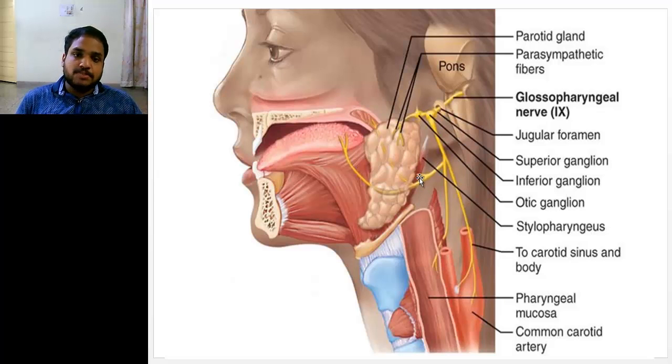And then it provides parasympathetic supply to the parotid gland, and it also takes the sensation. The sensory component carries the sensations from the posterior wall of the pharynx, the tonsils, the soft palate, as well as it carries taste sensations from posterior 1/3 of the tongue, right. Anterior 2/3 is carried by the facial nerve, right, the chorda tympani branch, and the posterior 1/3 is carried by the glossopharyngeal nerve, right. So that is the glossopharyngeal nerve.